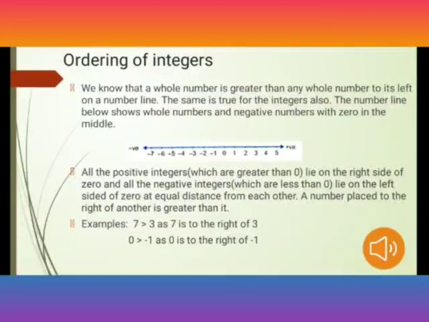Next point. All the positive integers which are greater than 0 lie on the right side of 0 and all the negative integers which are less than 0 lie on the left side of 0 at equal distance from each other. A number placed to the right of another is greater than it. As you can see in the example, 7 is greater than 3 as 7 is to the right of 3. 0 is greater than minus 1 as 0 is to the right of minus 1.